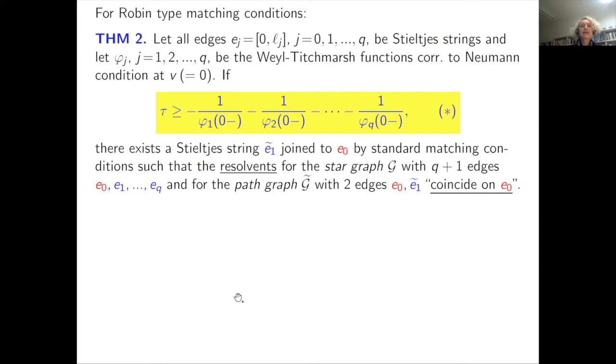So in this case, our results give the following. If all the edges are Stieltjes strings, and the phi j are the corresponding Weyl-Titchmarsh functions corresponding to Neumann conditions at the center vertex V, then, if the Robin parameter tau satisfies this inequality here, where these are the limits from the left of the Weyl-Titchmarsh coefficients of the individual Stieltjes strings, then there exists a single Stieltjes string E1 tilde joined to the distinguished edge E0 by standard matching conditions, such that the resolvents for the star graph G with Q+1 edges and for the path graph G tilde with just two edges, namely E0 and E1 tilde, coincide on E0 in the sense that I explained on the previous slide.